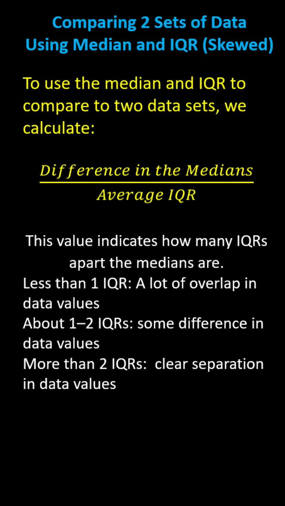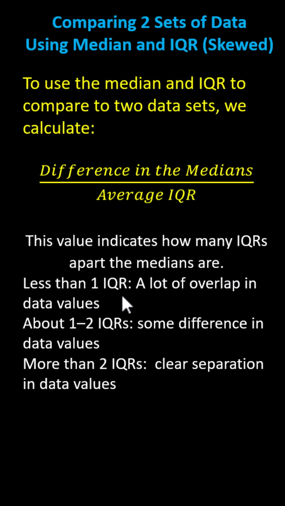This lesson will show how to compare two sets of skewed data using median and interquartile range. It's important to recognize again, this is only for skewed data. To use the median and interquartile range to compare two sets of data, we calculate the quotient of the difference in the medians and the average interquartile range. This value indicates how many interquartile ranges apart the medians are.